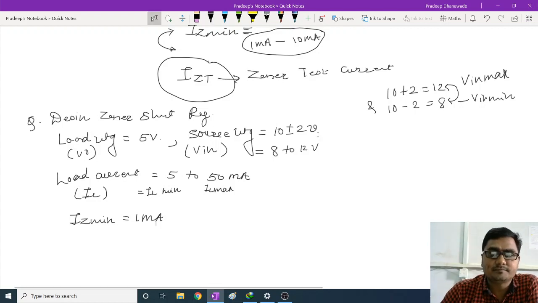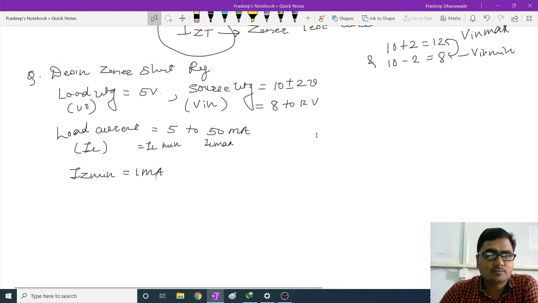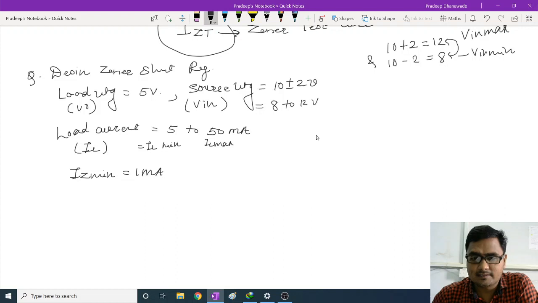Now these are the specifications given. My job is to design the Zener shunt regulator. Side by side, let me draw the circuit diagram. Whenever you start with the design, the first thing you need to do is draw the circuit diagram. Look here, I'll draw with you.